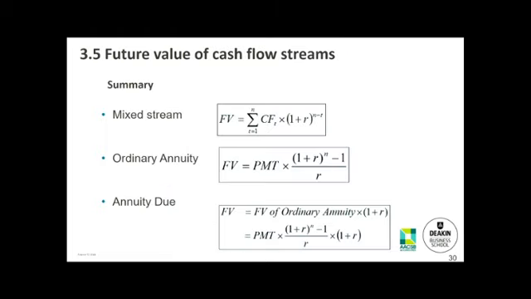Before we had the break, we talked about the future value of a cash flow stream. We talked about the future value of a mixed stream of cash flow. We talked about the future value of an annuity. We talked about the future value of an ordinary annuity and annuity due, and all of the equations are summarized in slide 30. So if you want to do your apply homework, you can refer to these slides for the equations.